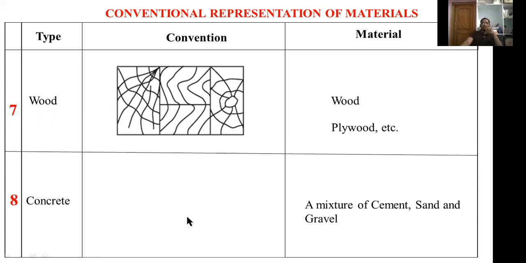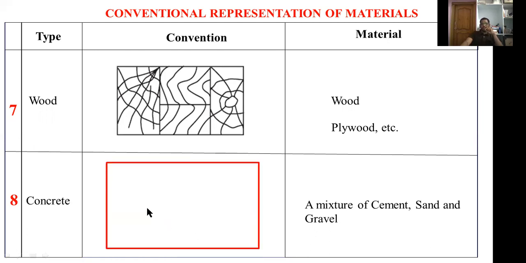Now I am showing how to represent concrete materials. Concrete is a mixture of cement, sand and gravel, so you have to represent cement, sand and gravel materials. Here also I consider a rectangular shaped slab. First I am showing the mixture of gravel.